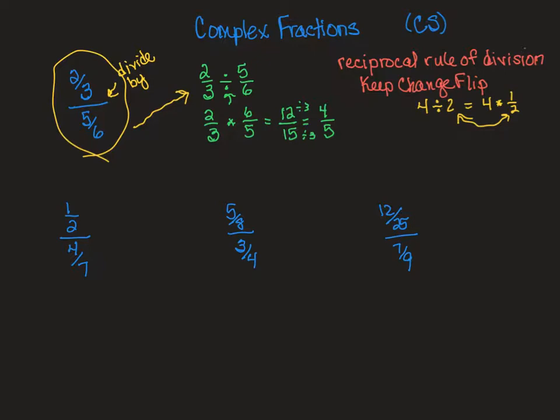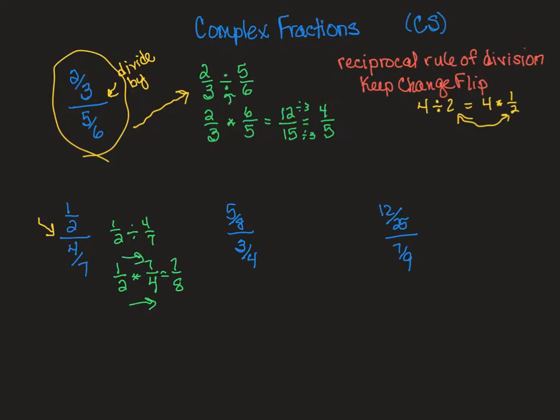So this problem here is 1/2 divided by 4/7. So I'm going to write that down. 1/2 divided by 4/7. I'm not going to divide the fractions. I can't do that. I'm going to change it. So it's going to be 1/2 times the reciprocal. The reciprocal of 4/7 is 7/4. And I'm going to multiply straight across. Remember, when we multiply fractions, we multiply straight across.